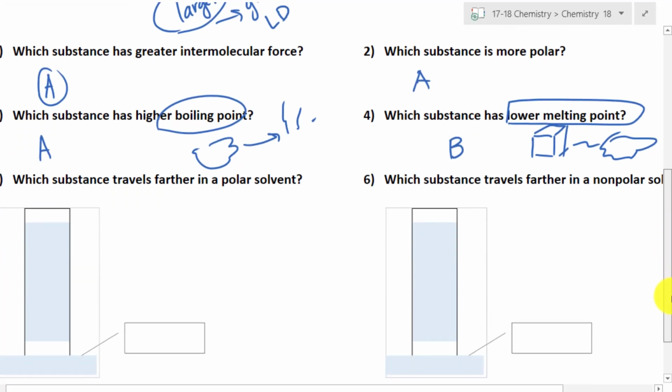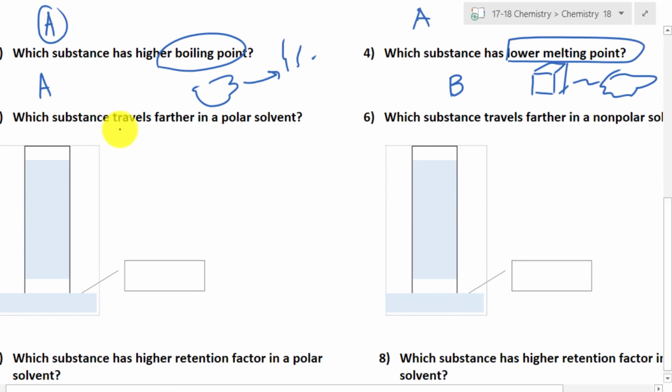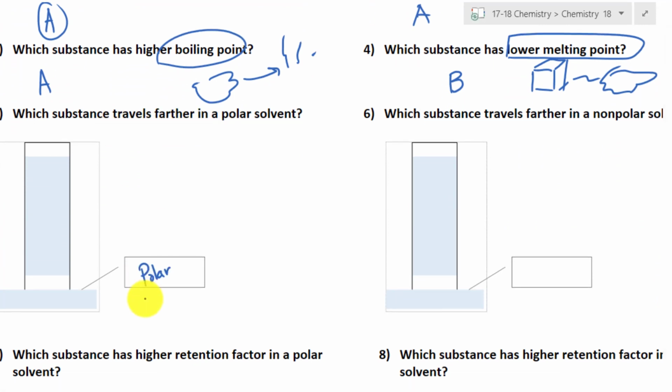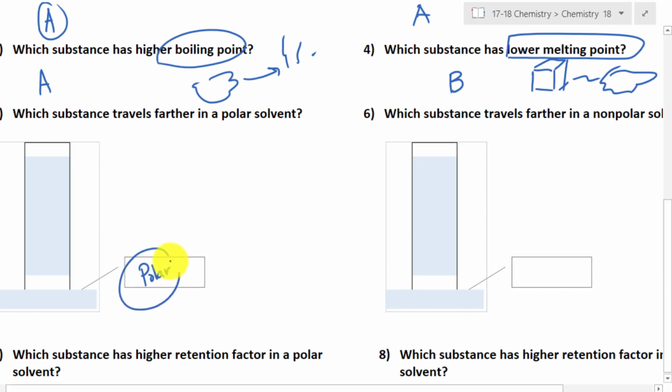Now, let's look at an example. Which substance travels farther in a polar solvent? So if this is a polar solvent, which substance will travel farther, A or B? Well, this is polar, which means the one with the greater intermolecular force will travel farther. So let's make this assumption that it's going to be A, where B would be somewhere down here, okay? More likely, it's going to be somewhere up here because they are very alike.